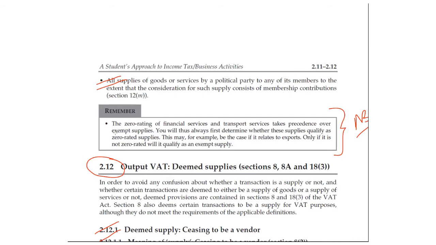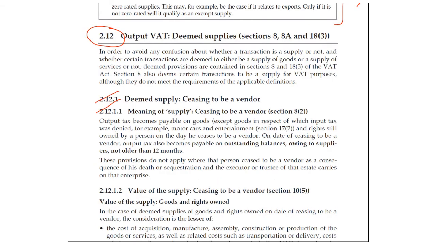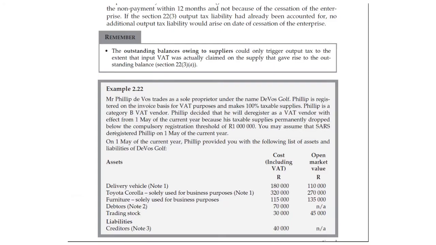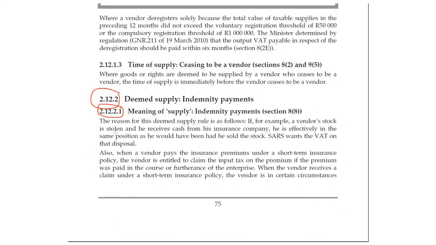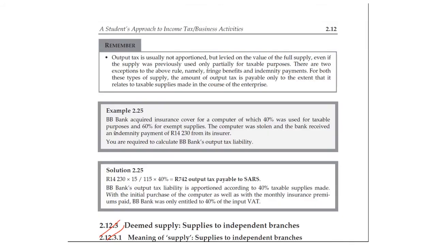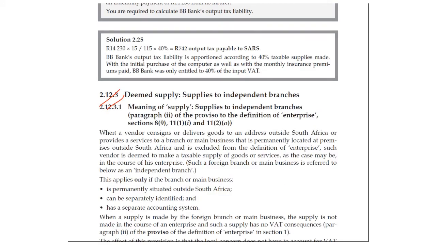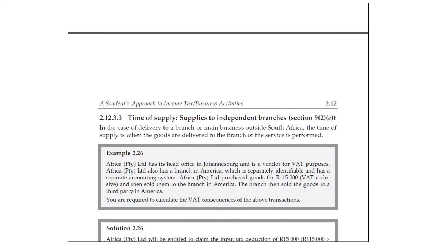Then we are also going to be looking at deemed supplies next week. So there's a bunch of supplies we'll be doing. But in terms of deemed supplies, 2.12, we only do 2 types of deemed supplies in EBAL 2708. So you will essentially be leaving everything until you get to 2.12.2, deemed supply indemnity payments. We're going to be looking at that one. So everything under deemed supply indemnity payments, you need to work through, read, have a look at the examples, start making your summaries. We don't do branches in EBAL 2708, so that you can leave.